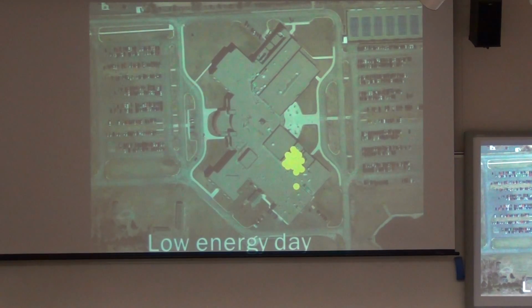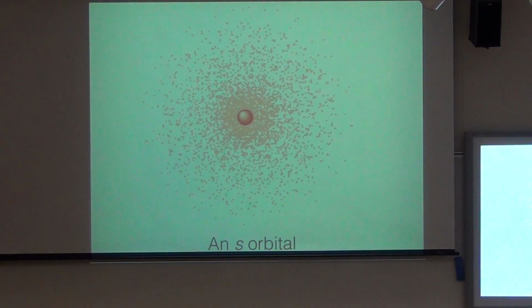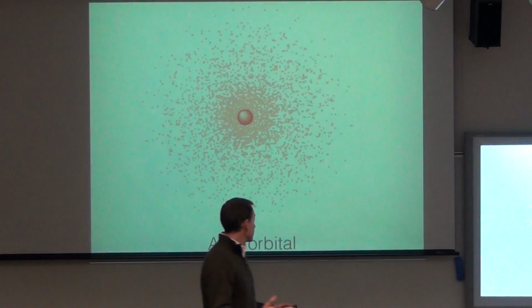Oh, maybe I talked to Mr. Anderson. Oh, I went to go get some food. And basically what you notice is a simple pattern is being created. Okay? So that's a low energy day. What we're going to call this is an s orbital. So in the upper left, you'll see there's a little electron cloud that's a sphere, okay?